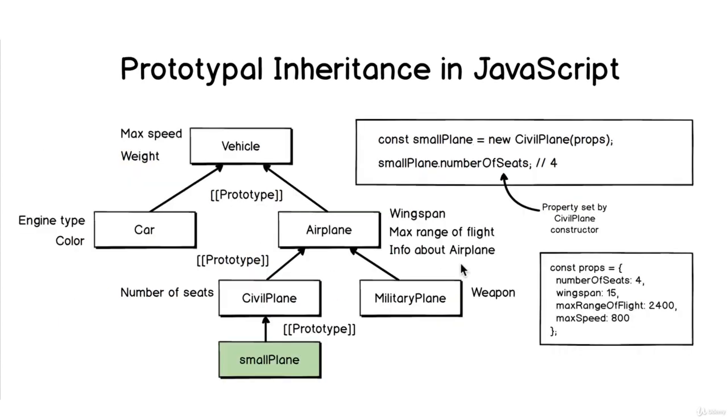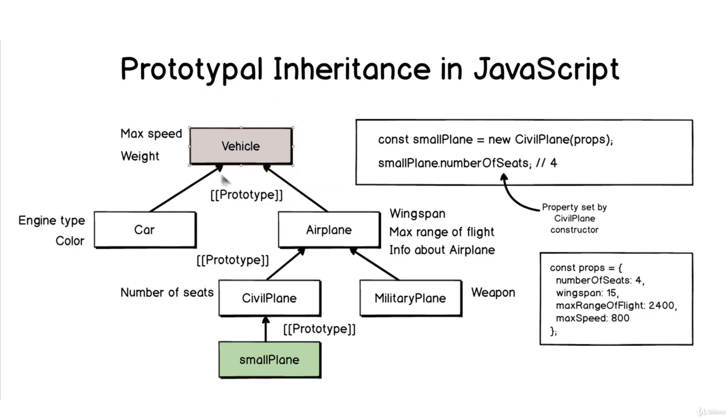Okay, let's move on. If I create a new instance of the civil plane using, for example, this object with properties, then after initialization of this object, it will get some own properties. And this instance of the civil plane will contain all properties that were set by every constructor in the prototype chain. For example, this small plane instance will contain such own properties as number of seats, wingspan, max range of flight, and max speed. So, number of seats was set by this prototype. Wingspan and max range of flight were set by this prototype. And max speed was set by this prototype.